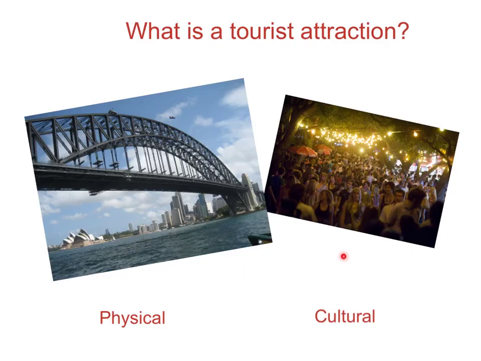The second type of tourist attraction is cultural tourist attraction. So this is something like an event. So for example, in Adelaide we have the Adelaide Fringe every year, and this is something that you can actually experience.